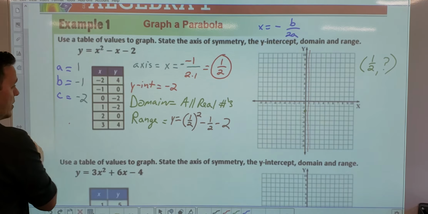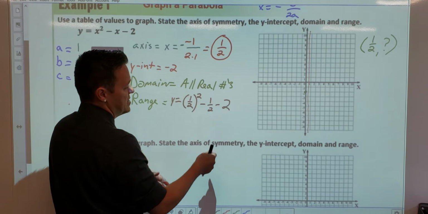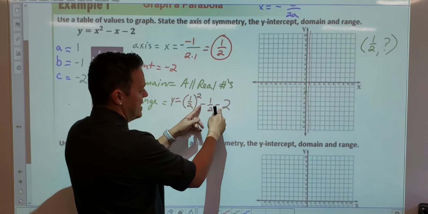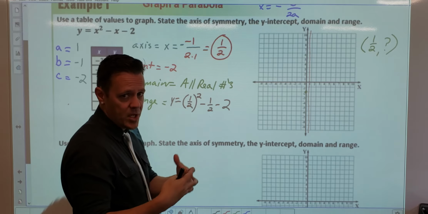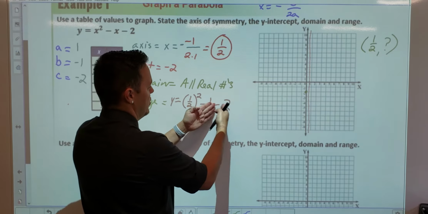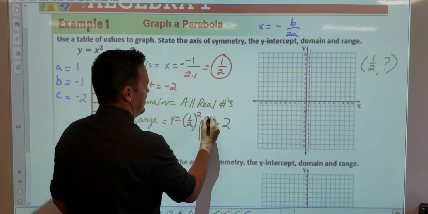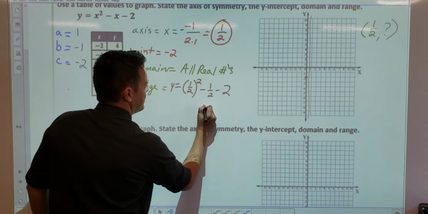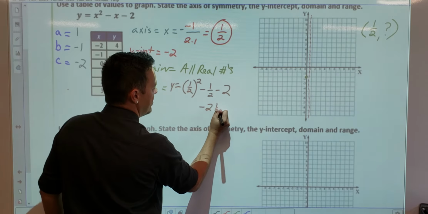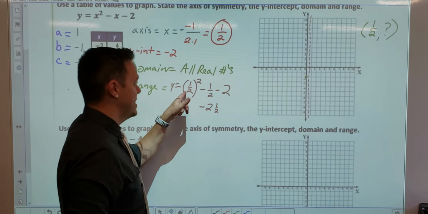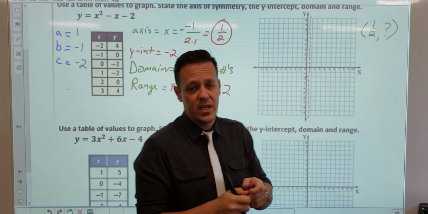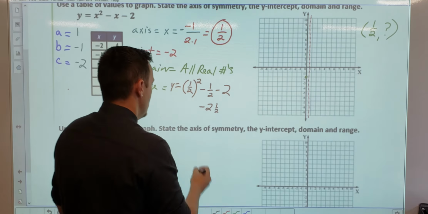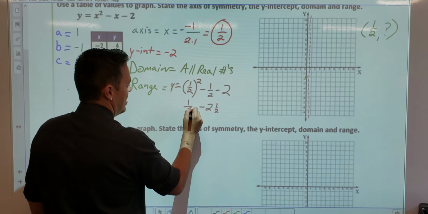Now as you move forward, you just do simple addition. If you have a negative and a negative, and you're putting them together, -2 and a -1/2 is going to be -2.5. Okay, and if you don't know what this is, you can put it in a calculator, right? It's 1/2 times 1/2, which comes out to be 1/4.